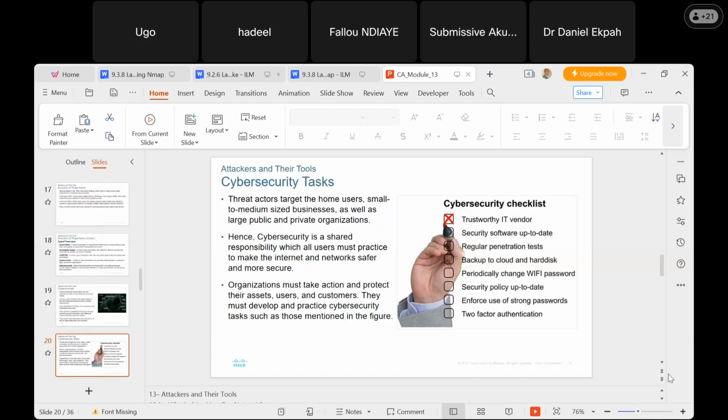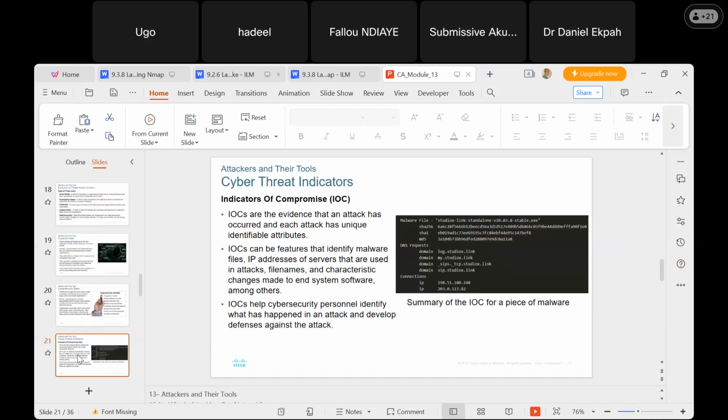Periodically change Wi-Fi password, and then keep security policy up to date, enforce use of strong passwords and two-factor authentication. All these are measures that ought to be taken by default as a cybersecurity analyst, and you must have this as a checklist each time to ensure you're doing the proper thing.